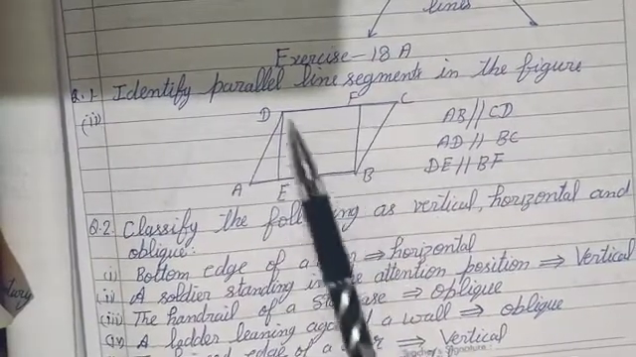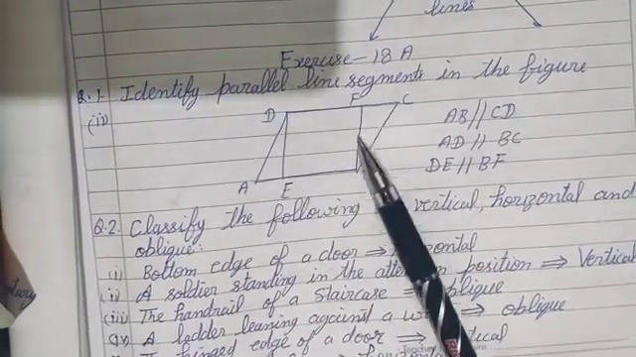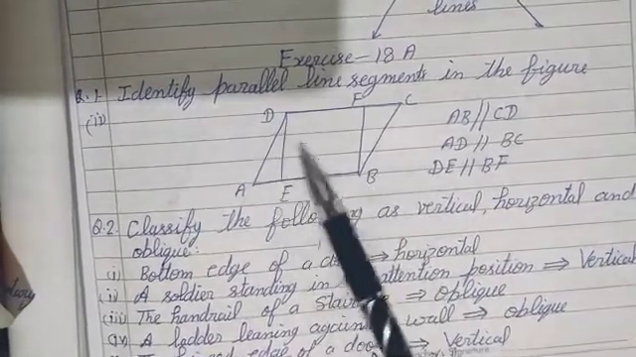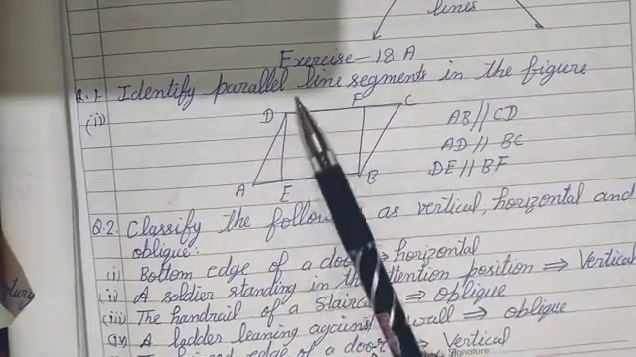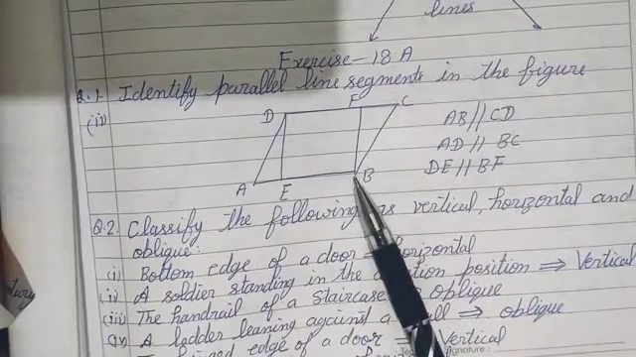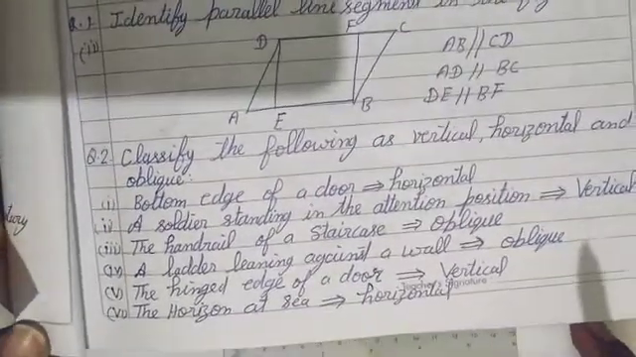So AB parallel to CD like this, and these lines are also parallel. So DE parallel BF. Here DE parallel BF, and these oblique lines are also parallel. So AD parallel BC.